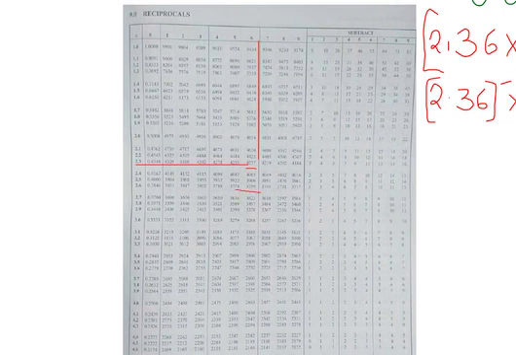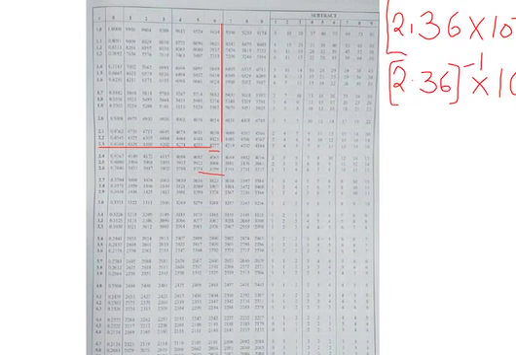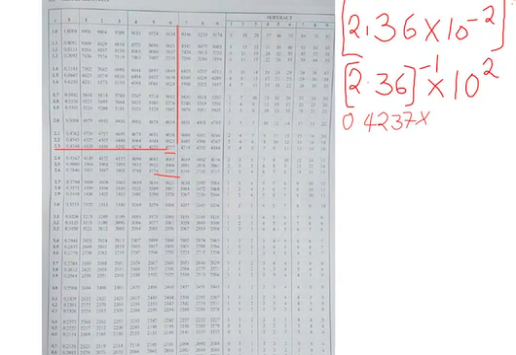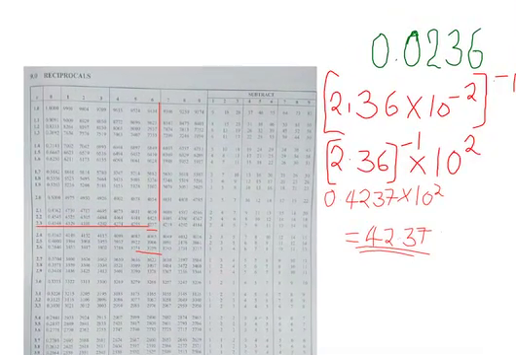So we have the number as 0.4237. This number is supposed to be multiplied by 10 power 2. So multiply this by 10 power 2 and it becomes 42.37. And this implies that the reciprocal of our number, 0.0236, is given as 42.37.